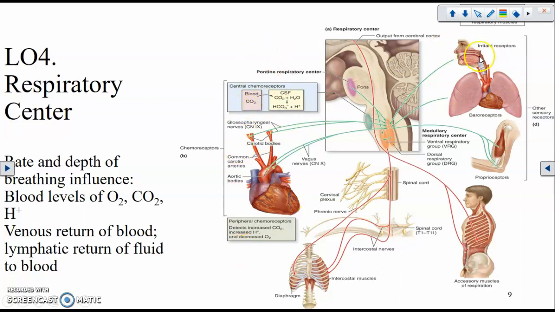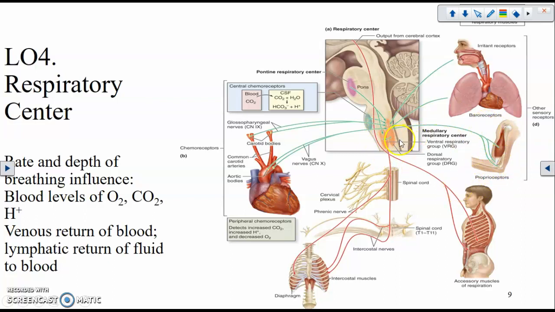Now there are other things. Okay, so actually in this case you can control. This is actually from your cerebral cortex, from your motor gyrus, which is in the frontal lobe. You can control your respiratory rate consciously as well. Okay, however, just to tell you, if you try to hold your breath for too long, you're going to pass out, and then guess what? Who's going to take over? VRG.